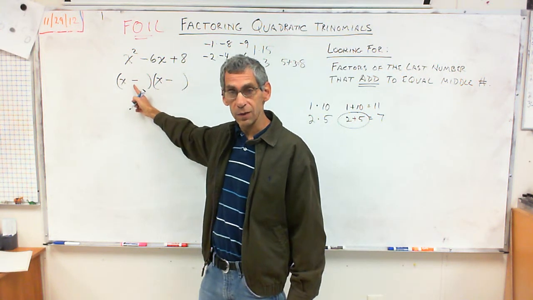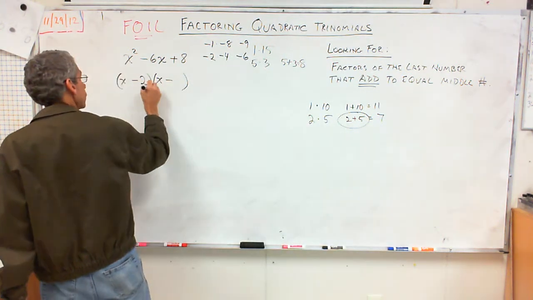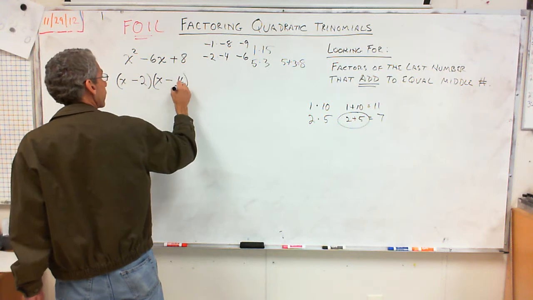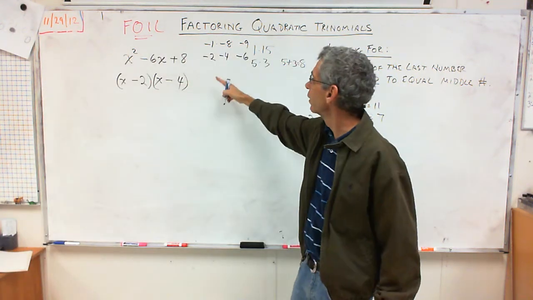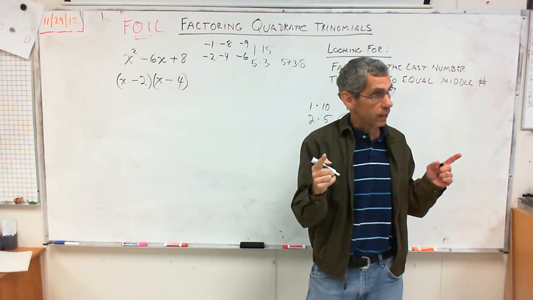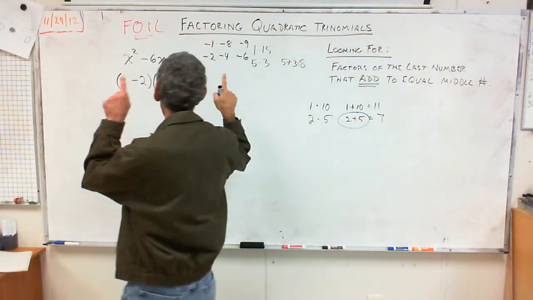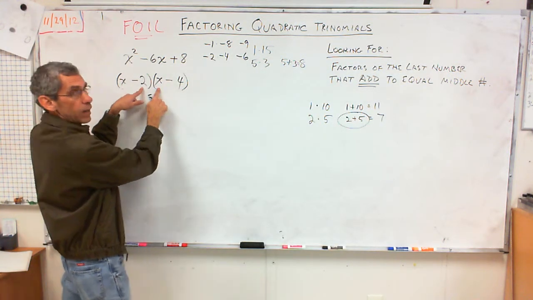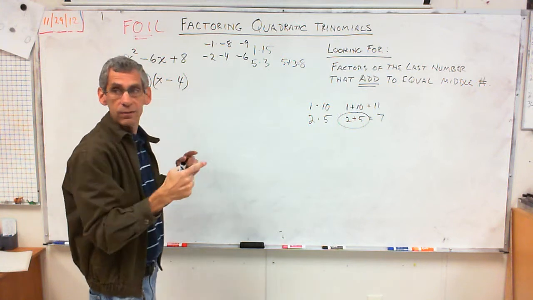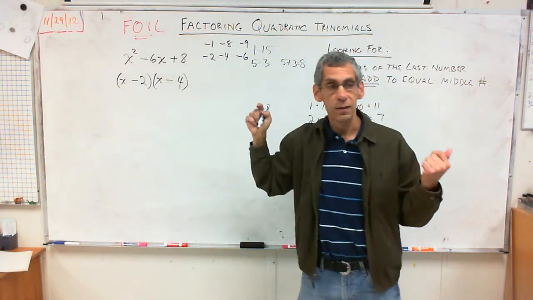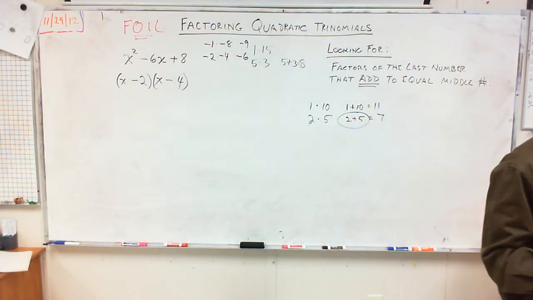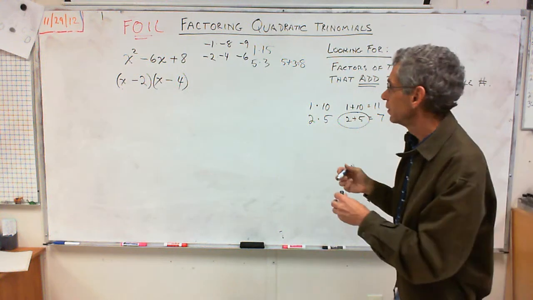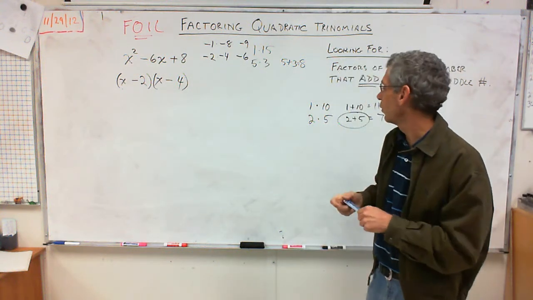I already put the negative in, so I'm going to put 2 and 4. So negative 2, negative 4. Now I'm going to check it. My outside plus my inside. Negative 4x minus 2x, negative 6x. We're done. We know we got it right. We got 100 on the quiz again. Okay? And we know it. We don't even have to wait for Gary to grade it.